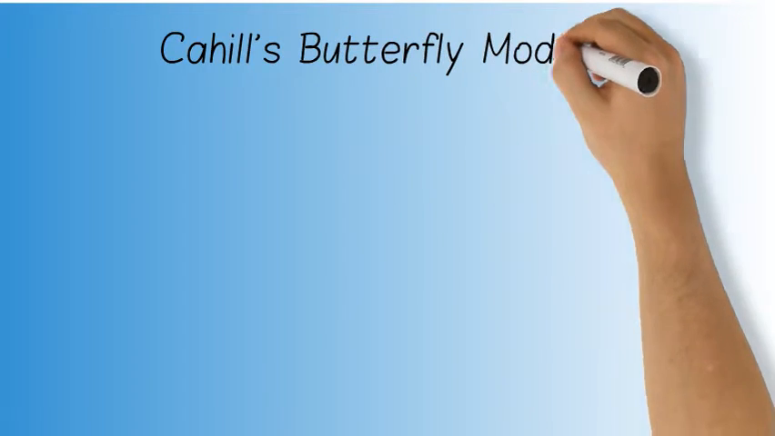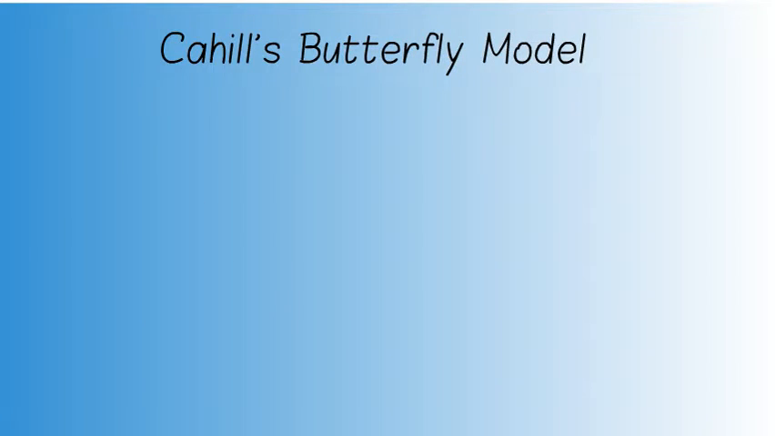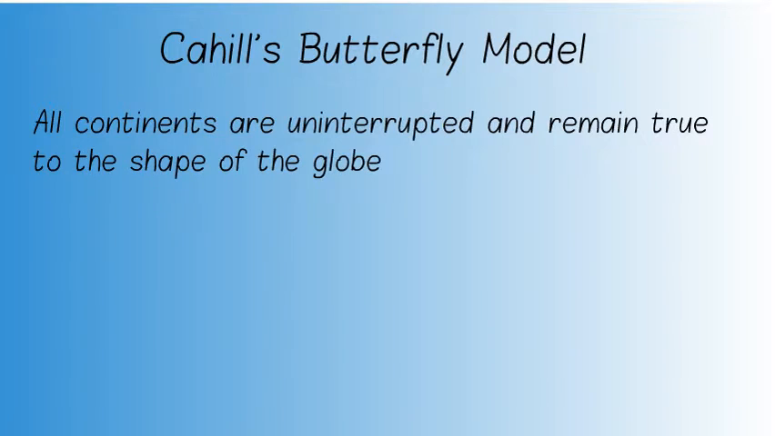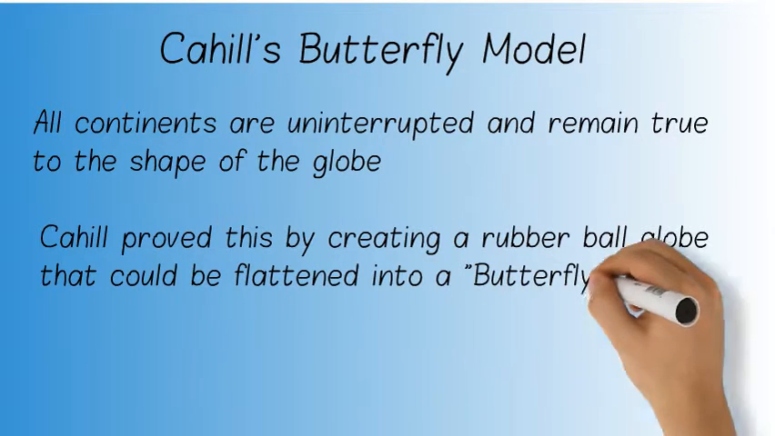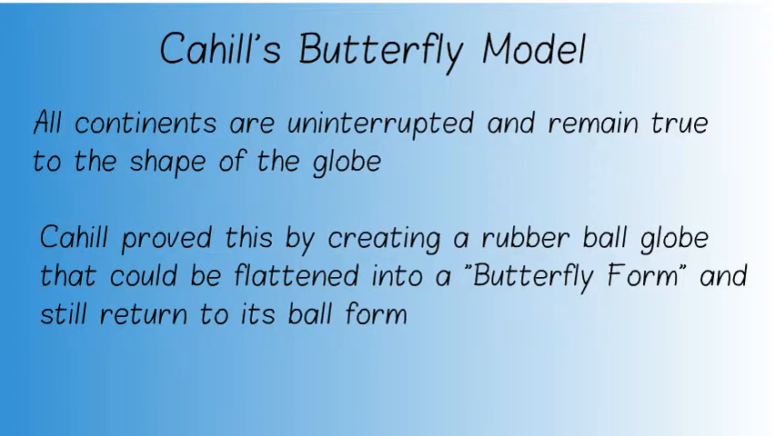Cahill's butterfly map. All continents are uninterrupted and remain true to the shape of the globe. Cahill proved this by creating a rubber ball globe that could be flattened into a butterfly form and still return to its ball form.